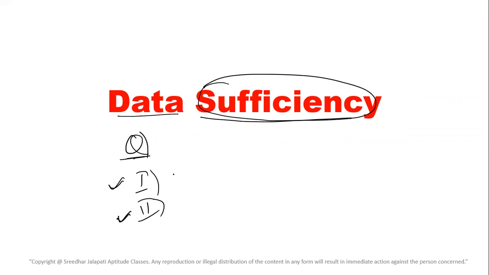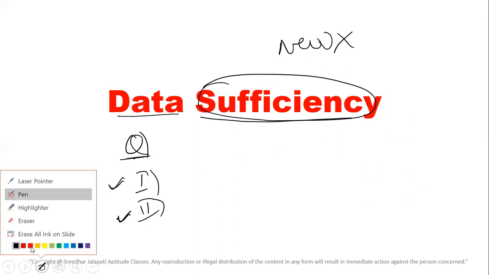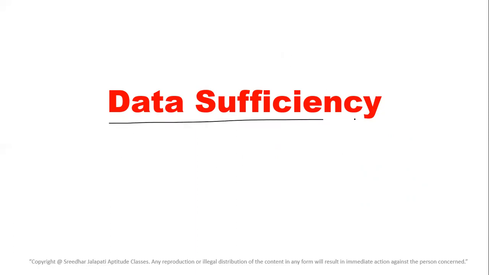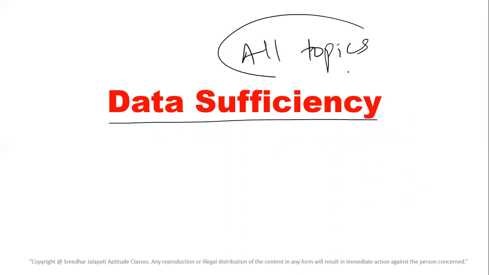So you just have to learn how to approach the question. That's it. You don't have to learn anything new here. Whatever you have learned in all the topics in aptitude, you can apply that. But one important thing is that, though this is not a topic but a different way of asking the questions, you can expect questions from all the topics in data sufficiency.